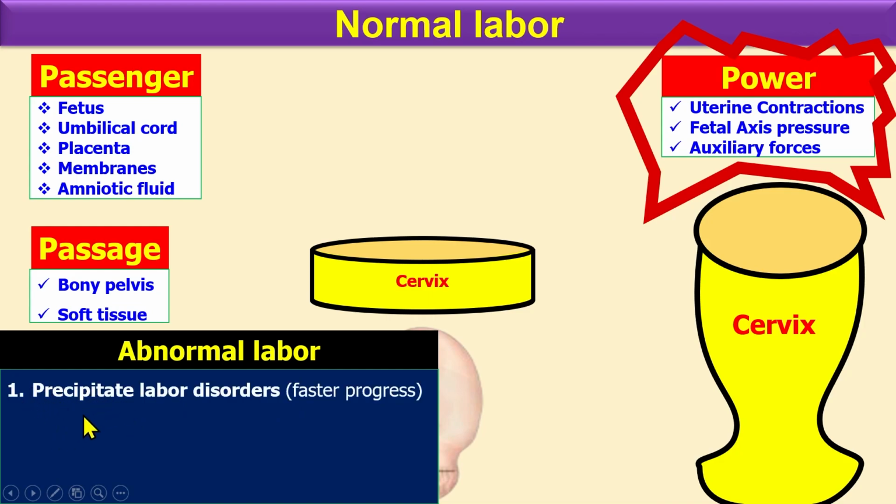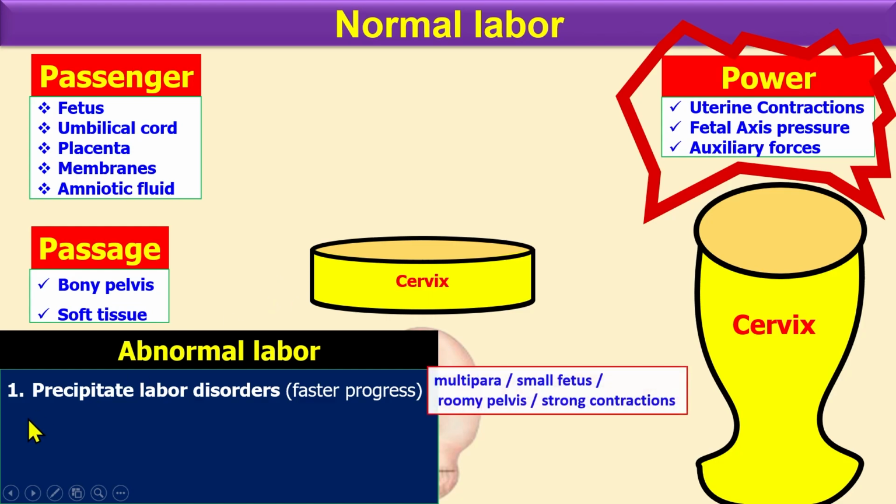There is the precipitate labor disorder, meaning faster progress, where complete labor occurs in less than 3 hours. This is a precipitate labor. It is usually seen in the multipara, or if there is a small fetus or a roomy pelvis, or there are strong contractions, that is, more than the normal contraction.